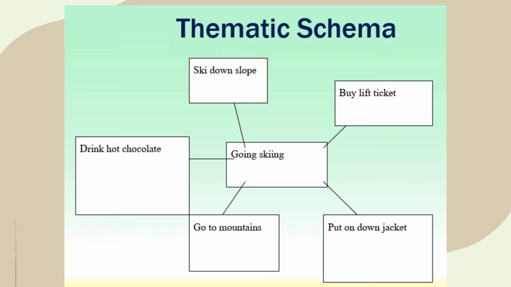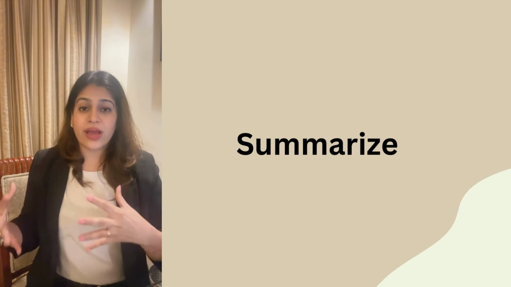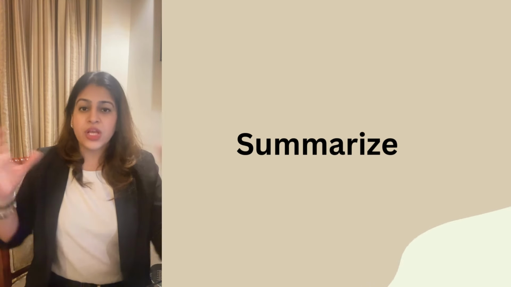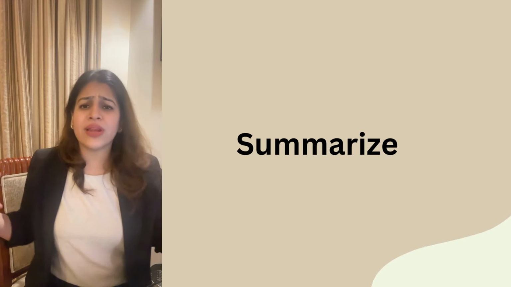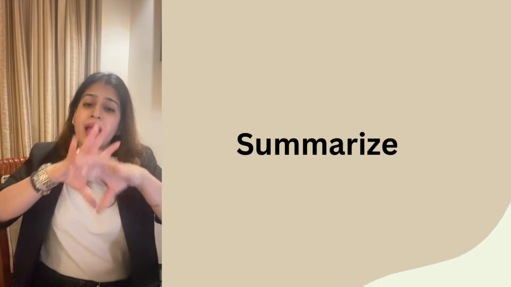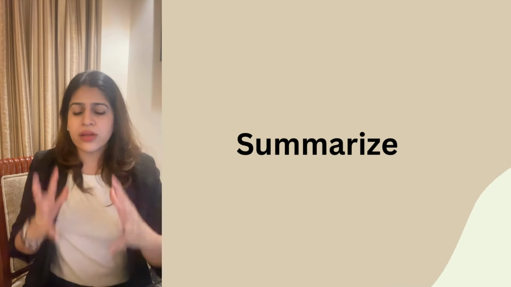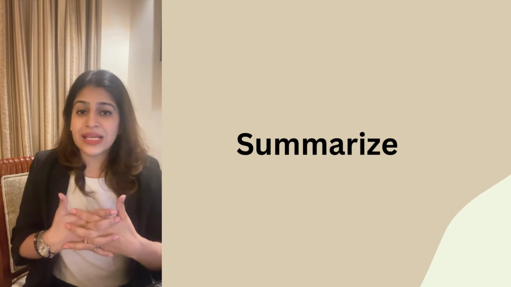Then we have thematic schema. What is this? It means there is a theme in that schema. Ski down slope, going skiing, go to mountains, put on down jacket, buy lift ticket, drink hot chocolate. So these all have different themes, different procedures, and when linked together there is one big schema. There can be an infinite number of schemas under and around one schema. So basically it's a concept. Mental frameworks are infinite in number, and they're also linked to each other.